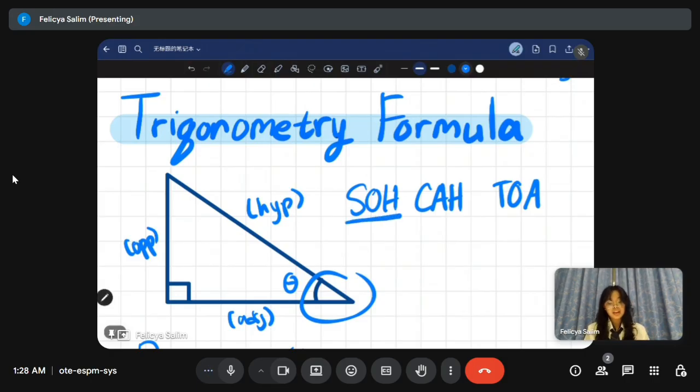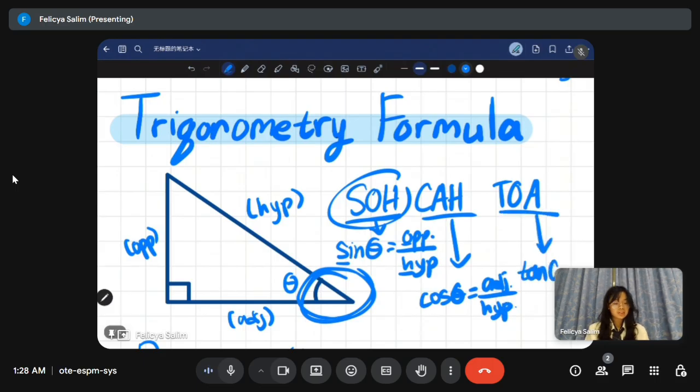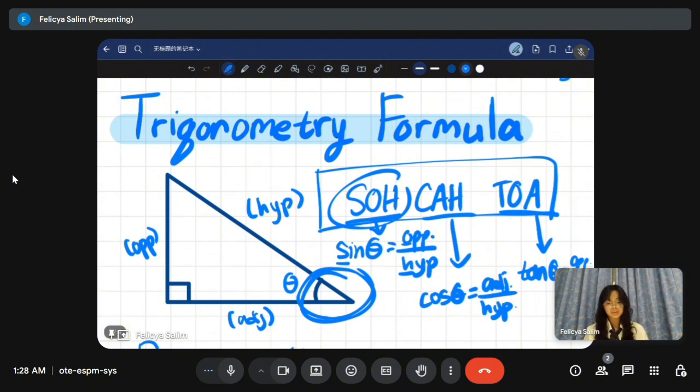We can look at SOH first. The S here represents sin. Theta, or the angle that is given in the question, equals the O, which is opposite, over hypotenuse. Because each letter in front of it, S, O, and H, represents SOH. So for CAH, I guess you guys can assume cos theta equals adjacent over hypotenuse. Then for TOA, tangent theta equals opposite over adjacent. So this is how you're going to remember the ratios with SOHCAHTOA, but there are of course other ways to memorize it if you search in Google.